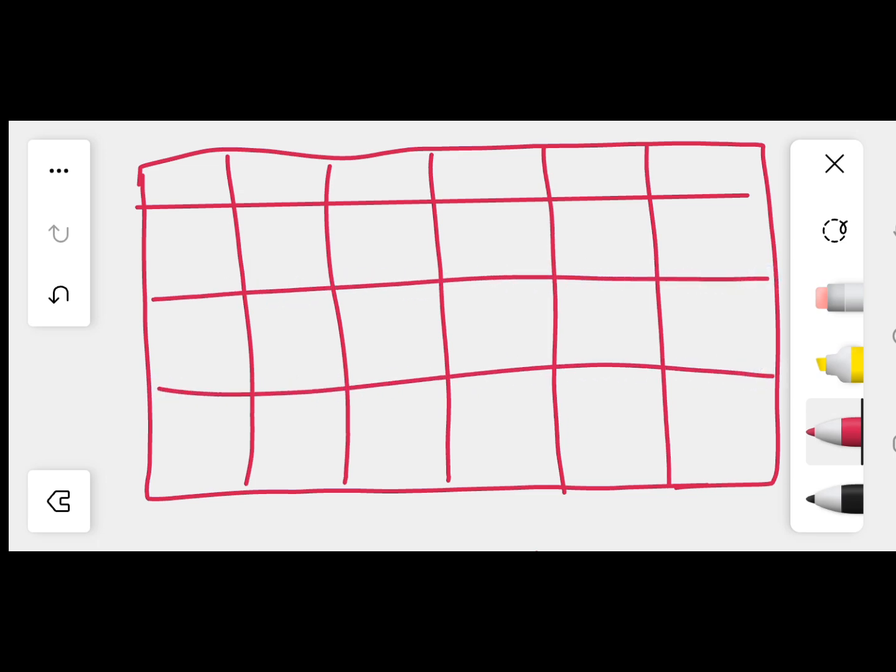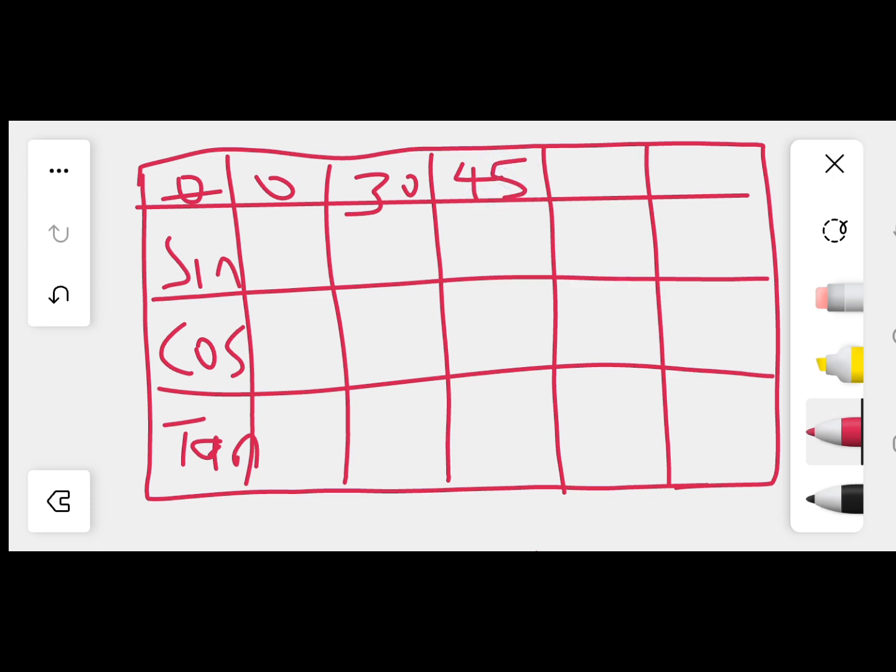So I'm going to have my sine here, my cos here, and then my tan here. All right, and then I will have my theta here. So I have angle 0, I have angle 30 degrees, I have angle 45, and we have 60 degrees, then we have 90 degrees.